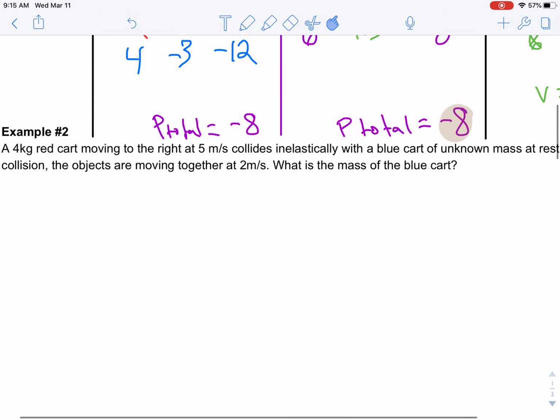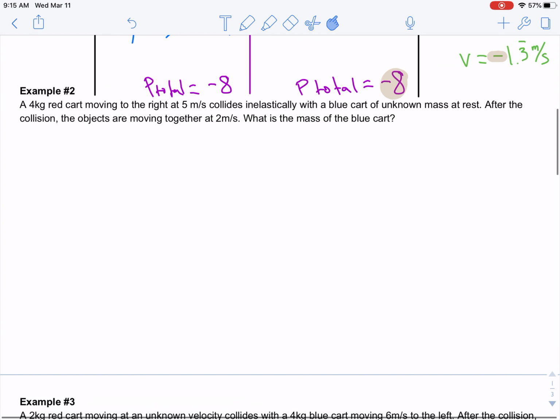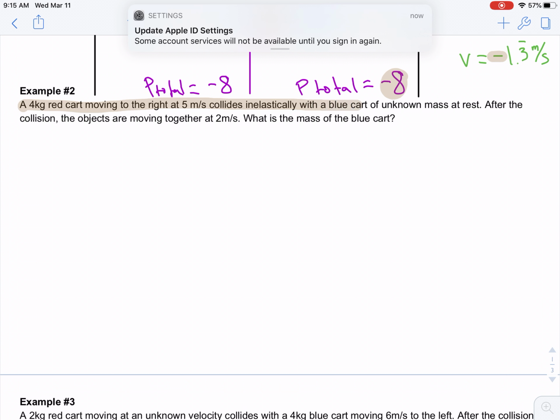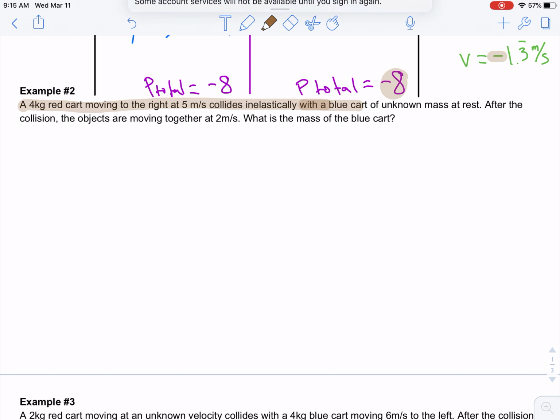Let's look at another example. A 4-kilogram red cart moves to the right at 5 meters per second, and it collides inelastically with a blue cart of unknown mass at rest. After the collision, the objects are moving together at 2 meters per second. What is the mass of the blue cart? So right off the bat, let's write down some things we know.